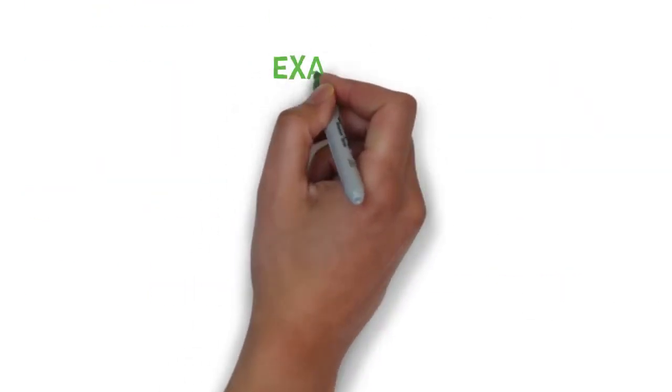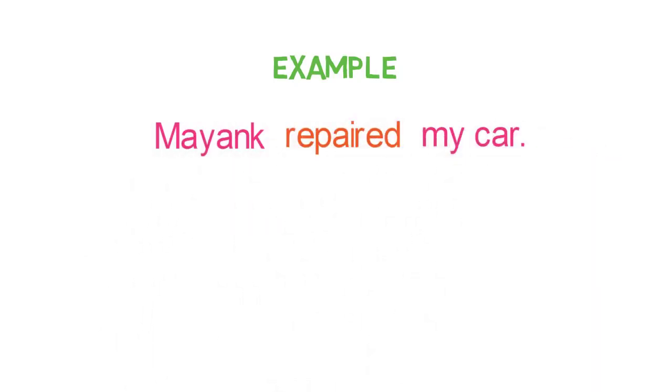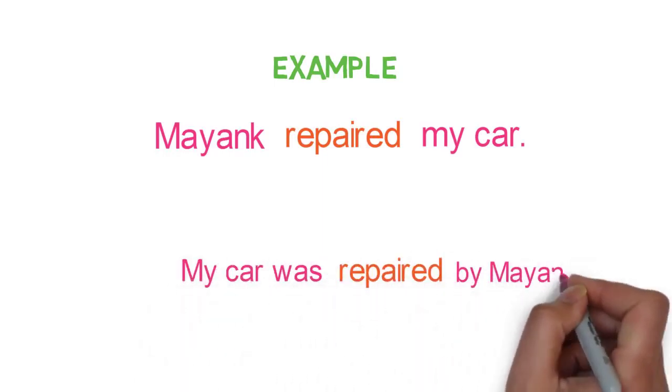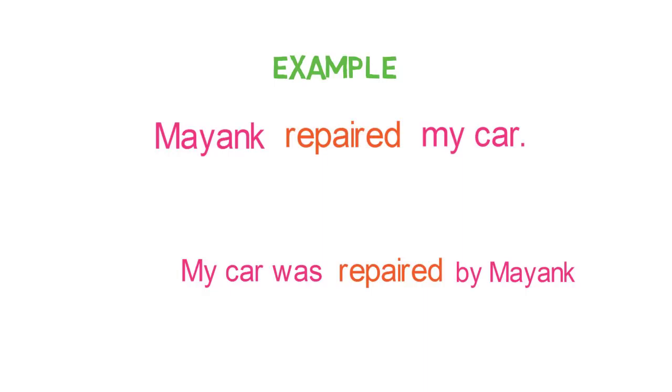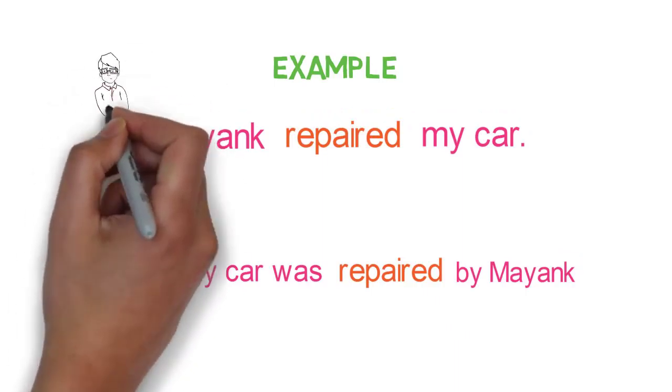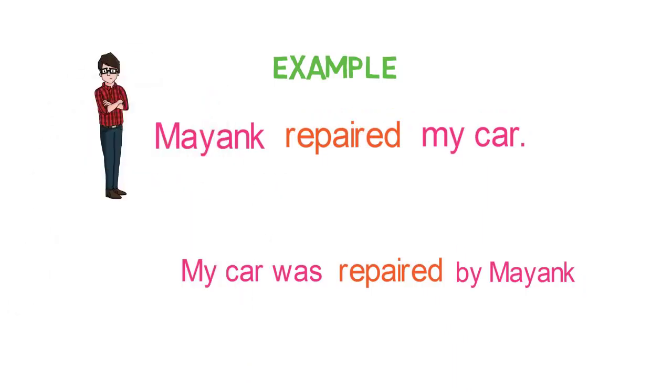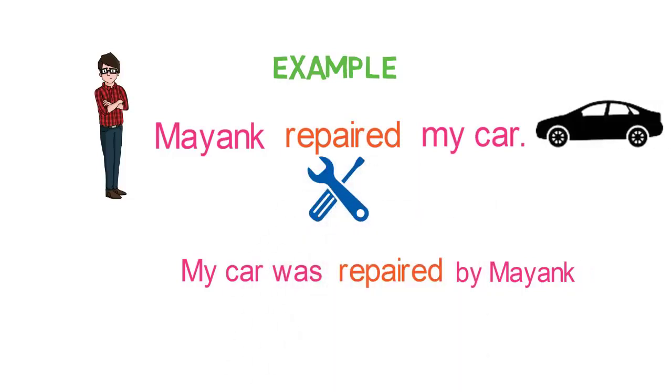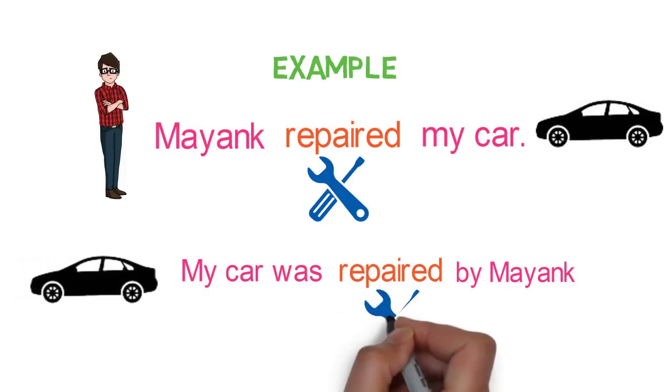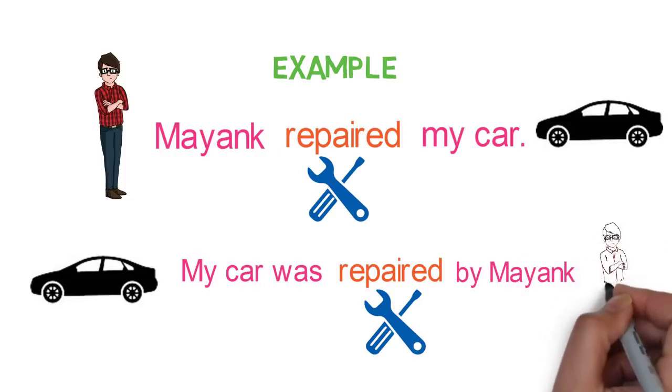Let's see an example here to make things clear. Active voice: Mayank repaired my car. The same sentence in passive voice is: my car was repaired by Mayank. Both the sentences are same in meaning, but the context changes. In the first sentence, subject Mayank is given more importance and we get to know that he is the person who is performing the repair activity on the car, which is an object. In the second sentence, we are giving more importance to the object car and the action performed by the subject rather than the subject itself.